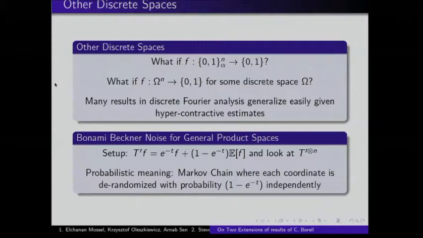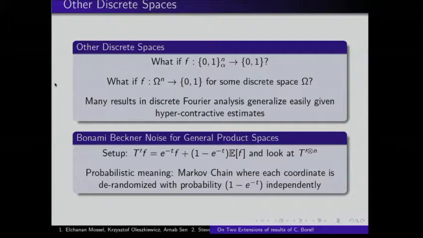The next topic I want to comment on briefly, because this is going to be related to what I'm actually going to talk about, is what happens if we look at other discrete spaces. So instead of looking at the space {0,1}^n with the uniform measure, you can imagine you want to look at some other probability distribution. So for instance, you can look at the space {0,1} with alpha^n, which means that 1 is taken with probability alpha in each coordinate independently. You can ask the same question: what can we say about hypercontractivity? Or you can ask about some general product space Omega^n, maybe discrete, maybe not discrete.